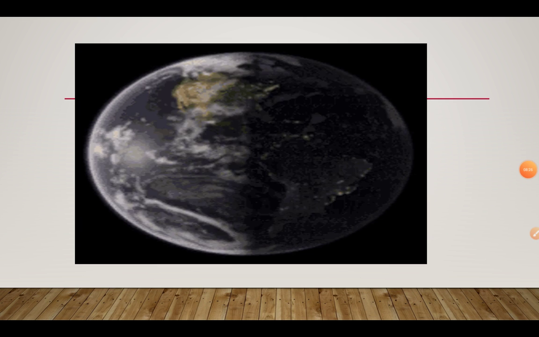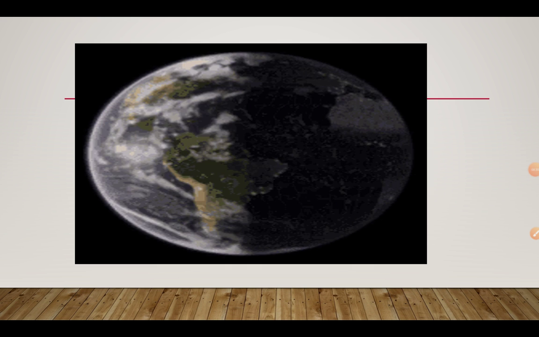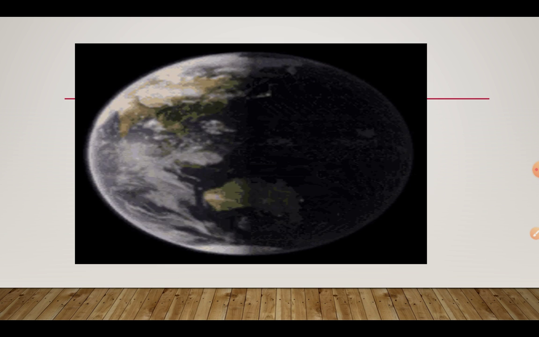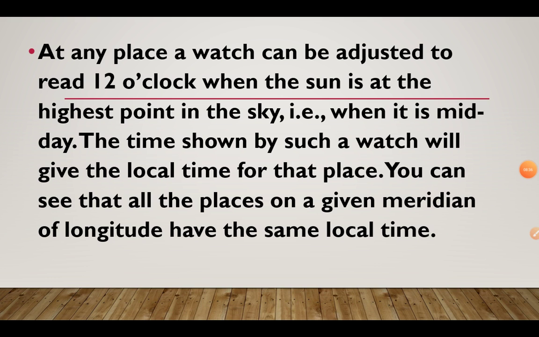Now students, this is the rotation of the earth. For your understanding, I am going to show you this picture. Now at any place, a watch can be adjusted to read 12 o'clock when the sun is at the highest point in the sky. When it is midday, the time shown by such a watch will give the local time for that place. You can see that all the places on a given meridian of longitude have the same local time.